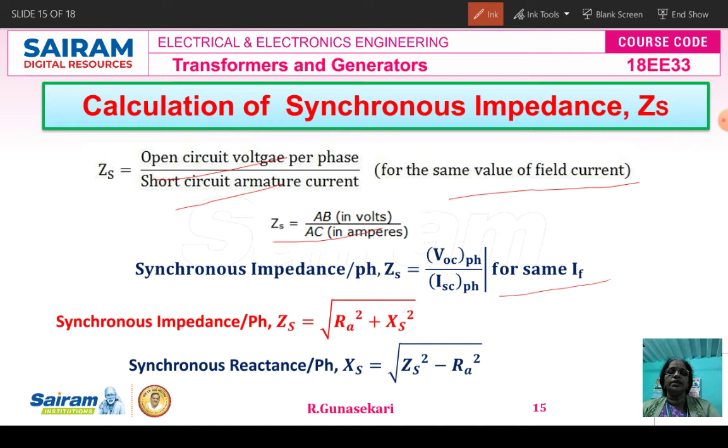Now, the synchronous impedance ZS is equal to the square root of RA squared plus XS squared. This is another formula. Normally, impedance is the combination of resistance and reactance. If we know the value of synchronous impedance per phase ZS from the OC and SC characteristics, and the RA value is determined by the DC resistance test, now we calculate the synchronous reactance per phase XS equal to the square root of ZS squared minus RA squared.